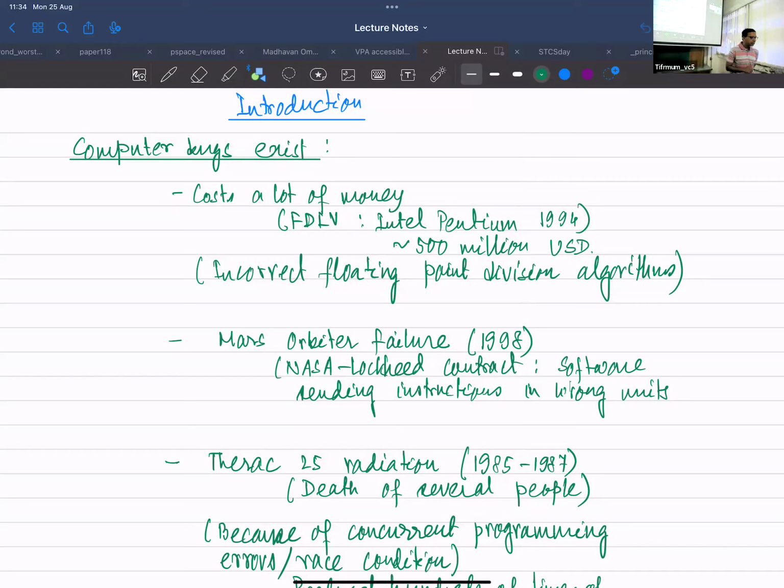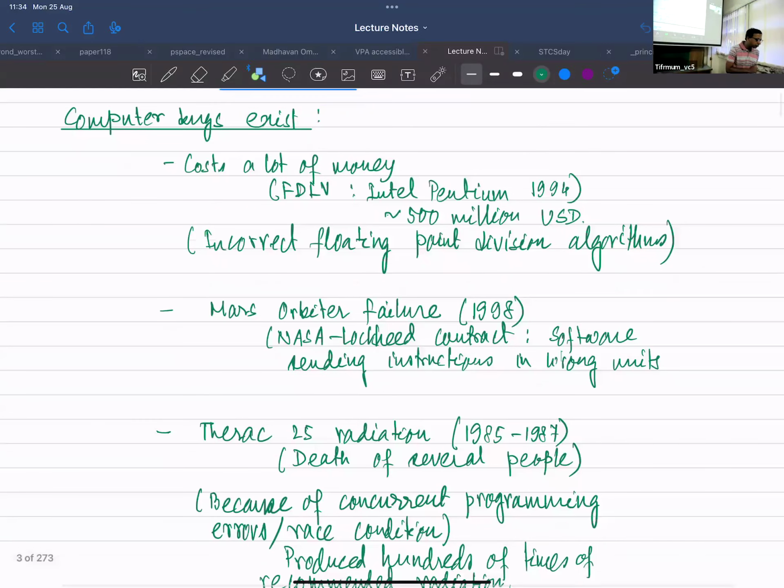So for example, in 1994, there was this Intel chip, the FDIV. There was a floating point computation error, okay? And that caused a loss for the company of some 500 million USD and so on.